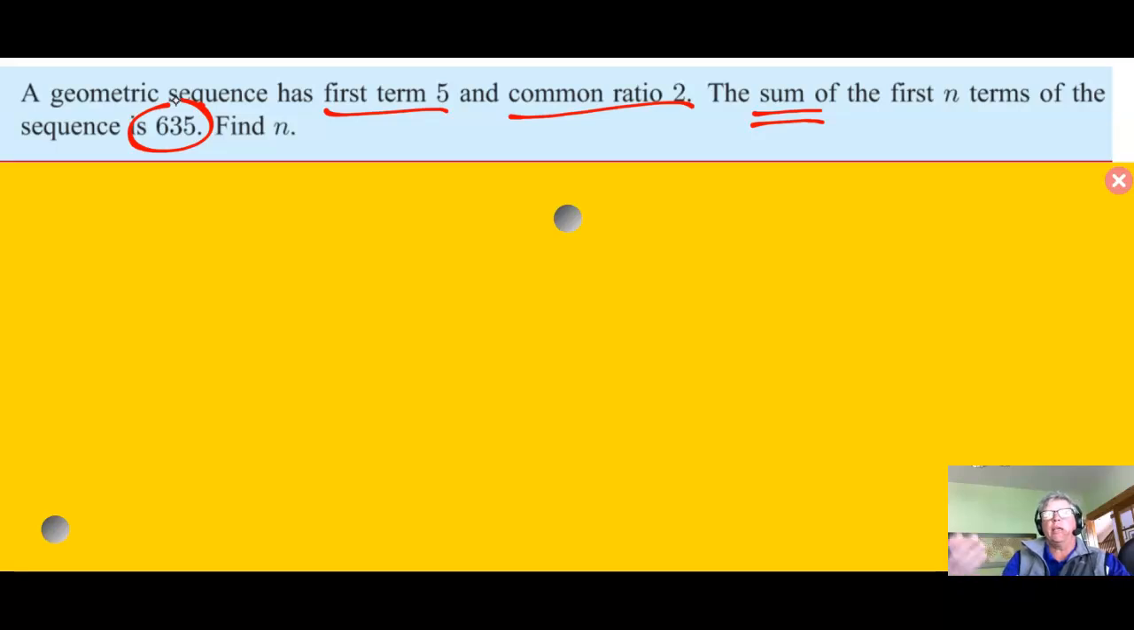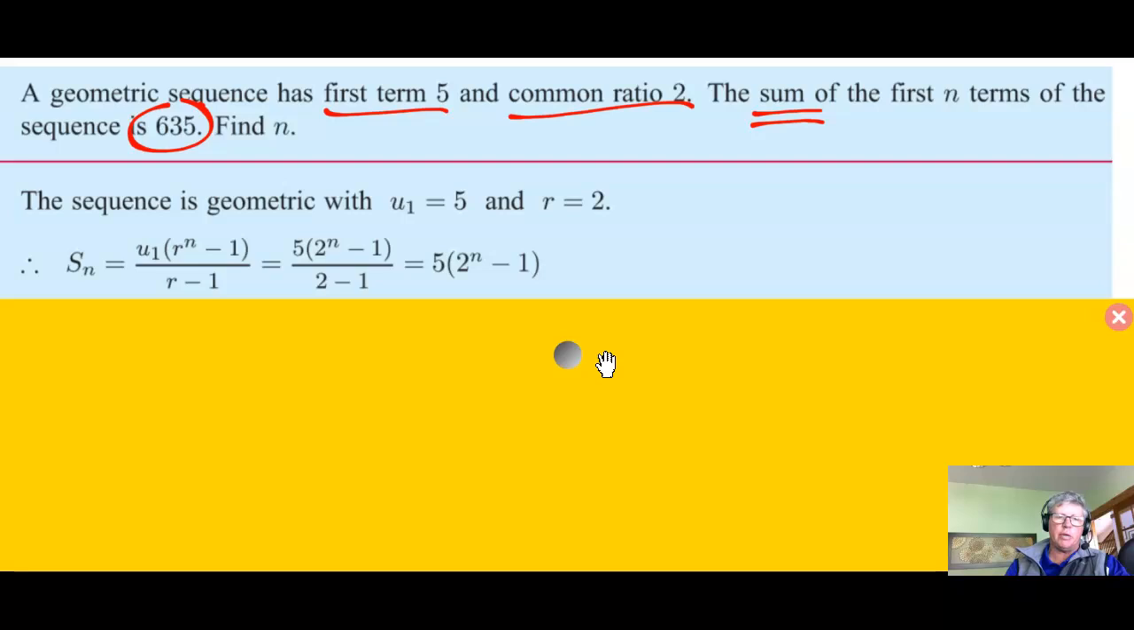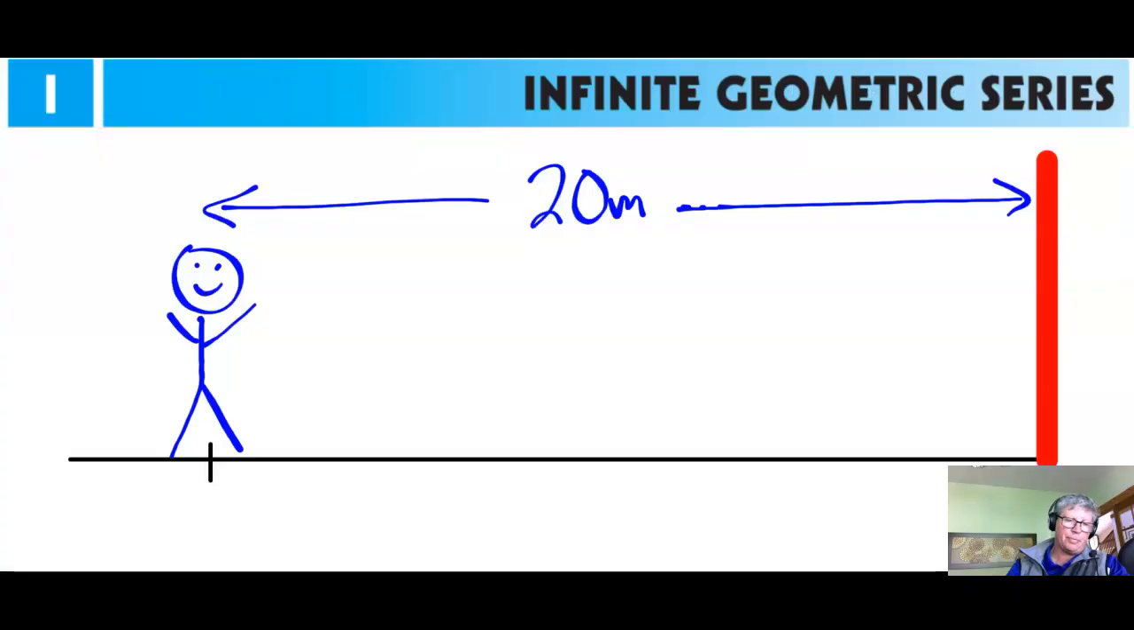So it's just like anything. You fill in the things that you know and you solve for what you're looking for. So the sequence, they tell you this, they tell you that. We plug it in, we get this equation, and then we set that equation to 635. I have all the confidence in the world that you can solve for n. I would divide both sides by 5. I would add 1, and then I'd write it in logarithmic form. I think you can follow that.